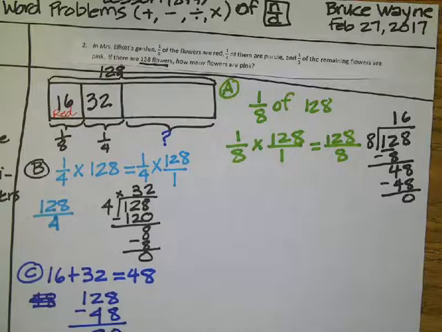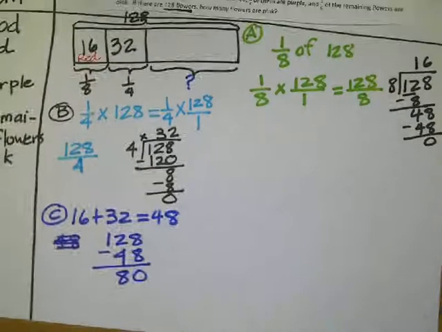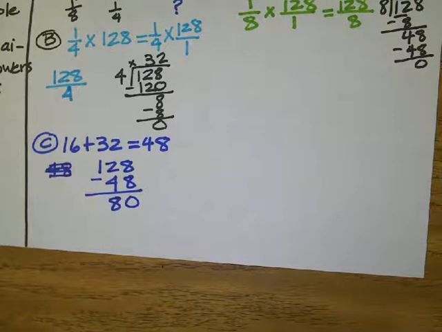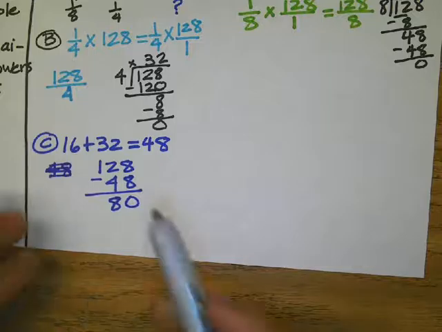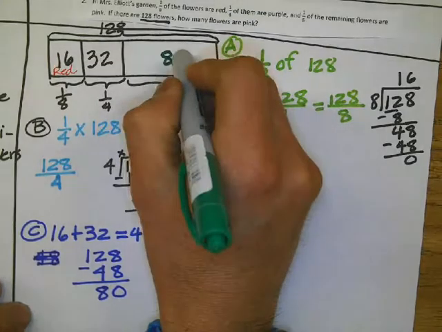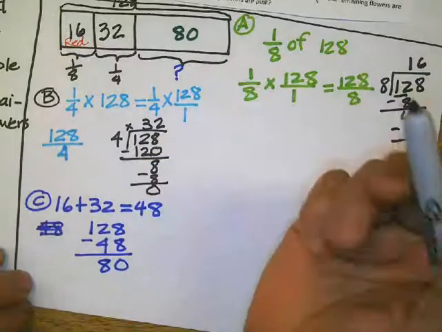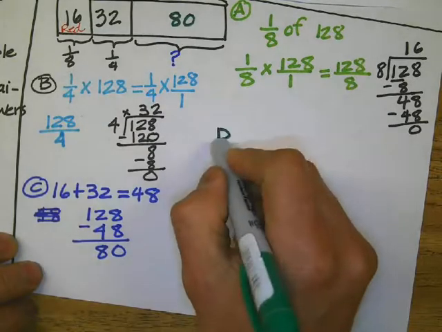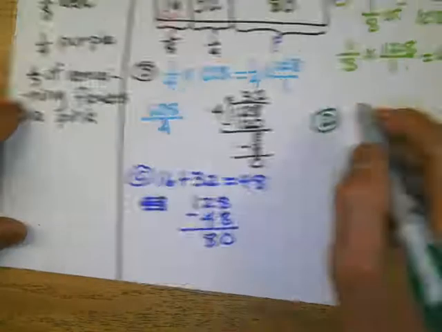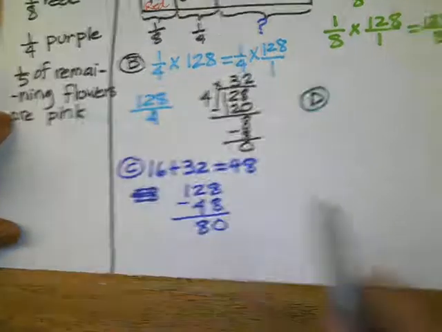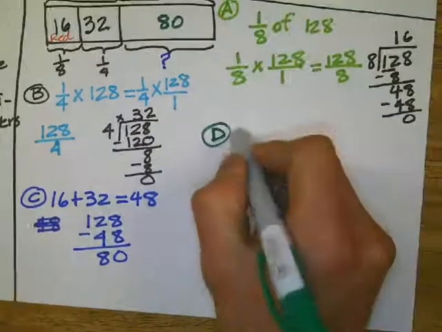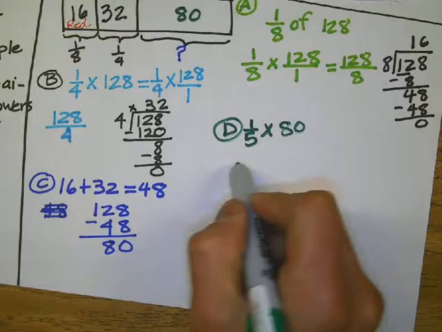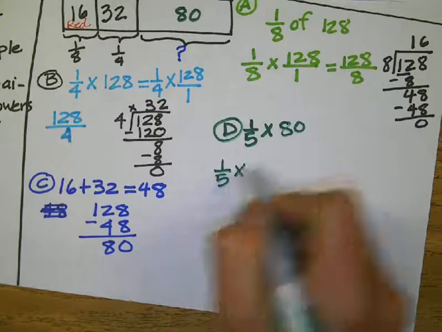So here's our next step. Since now we know that the value of this is 80, so we need to know that it's pink. Well, we have A, B, C, D. Here is D, my friends. D is gonna be, this says 1/5 of the remaining flowers, so 1/5 times 80. And we rewrite that as 1/5 multiplied by 80 over 1. And that in turn becomes 80 times 1 equals 80, and 5 times 1 equals 5.